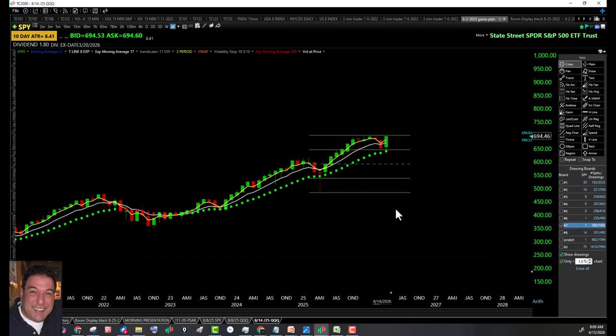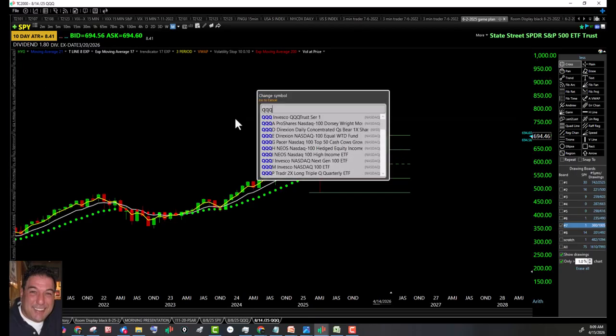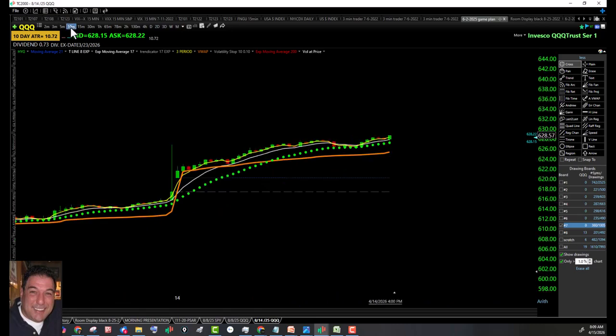Monthly chart, never got in a downtrend, still in an uptrend, has not made a lower low yet. So bullish and in an uptrend on the monthly chart. Let's take a look at QQQ and start with the 10-minute chart.